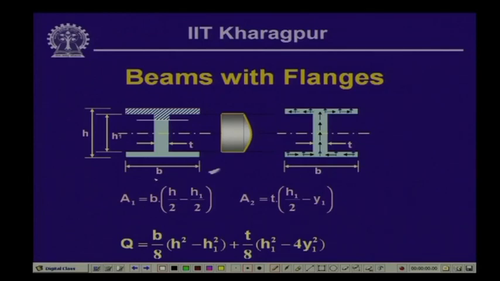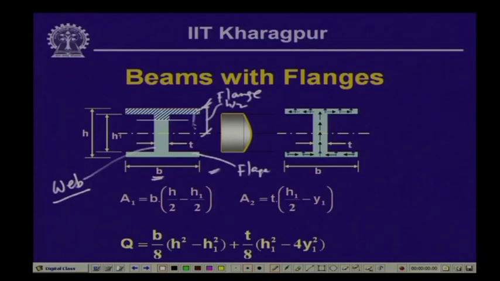Now, this part of the beam we call the flange, and consequently this is also a flange, and the vertical part which connects these two flanges we call the web. The width of the flange is B and the thickness is h minus h1 by 2. This distance is h by 2 and this distance is h1 by 2, so this distance is h by 2 minus h1 by 2.